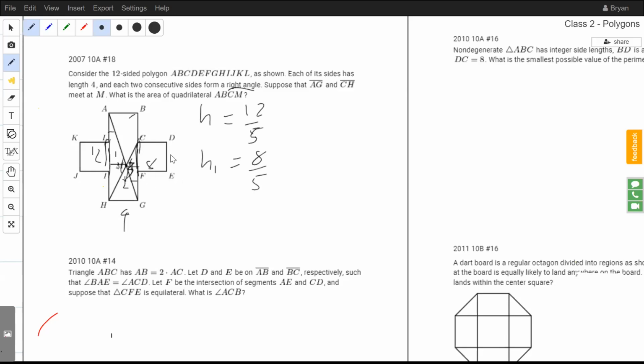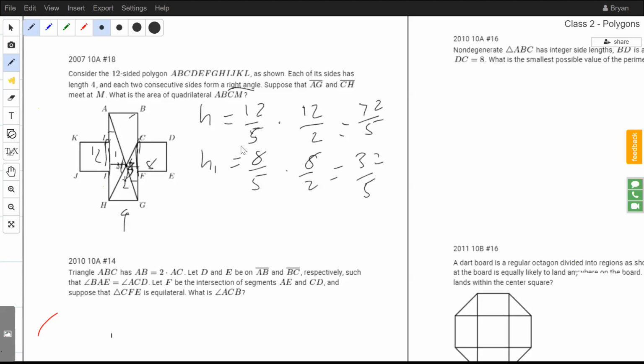So from here, we can find the area of the two triangles as 12 over 5 times 12 over 2, and this is times 8 over 2. That gives 32 over 5 and 72 over 5. Now we just have to find the area of the triangle HGM.